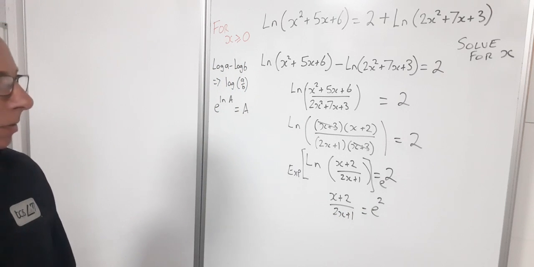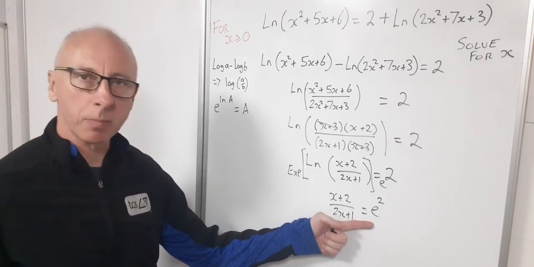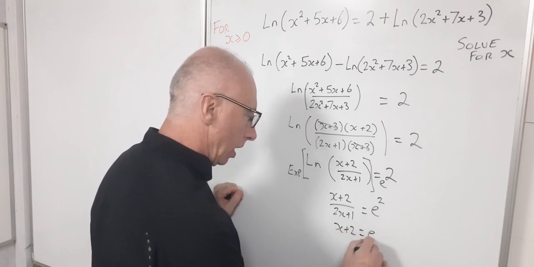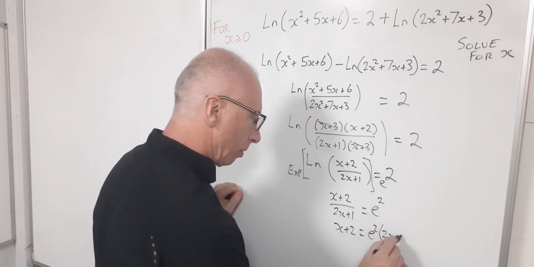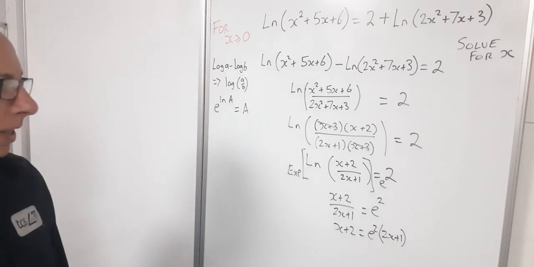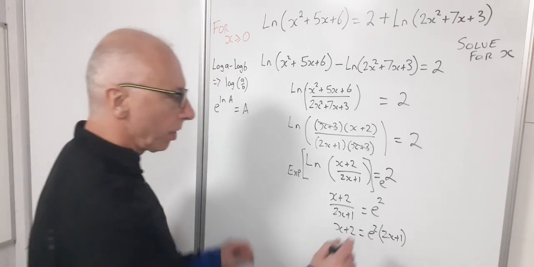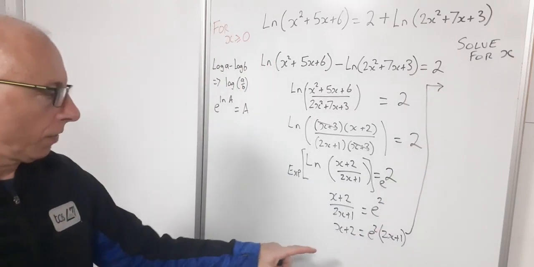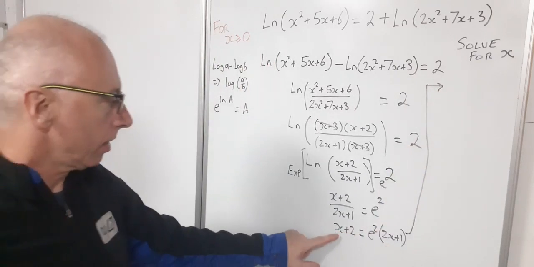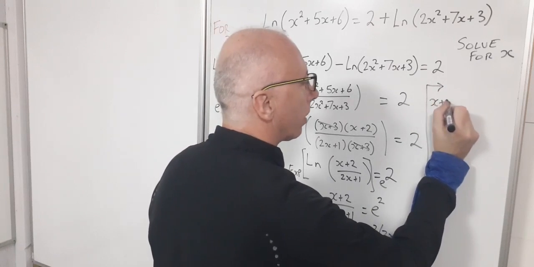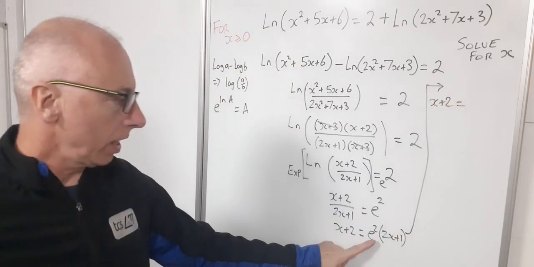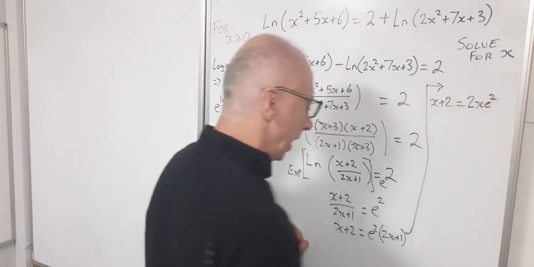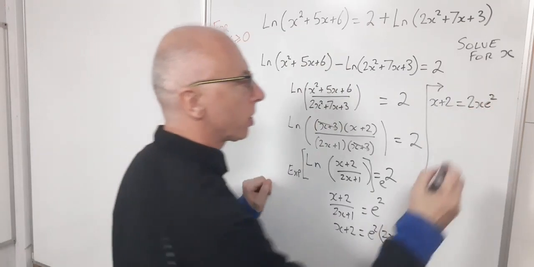Okay, now let's multiply both sides by 2x plus 1, and then I'll have x plus 2 equals e squared times 2x plus 1. Okay, right, let's bring this up here and see if we can finish it off. So first of all, let's expand out the brackets. So I've got x plus 2, that's fine. Then I've got 2x e squared, and then e squared times 1 is just plus e squared.